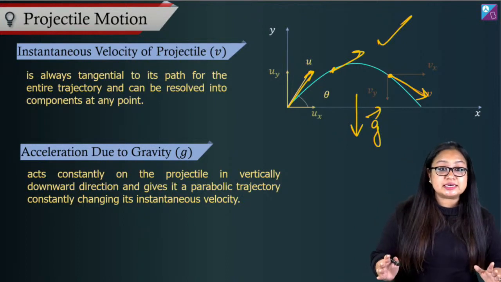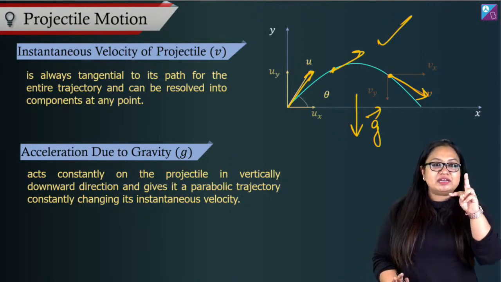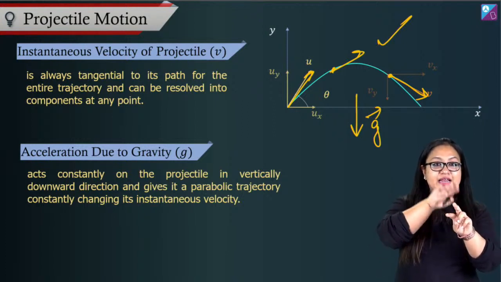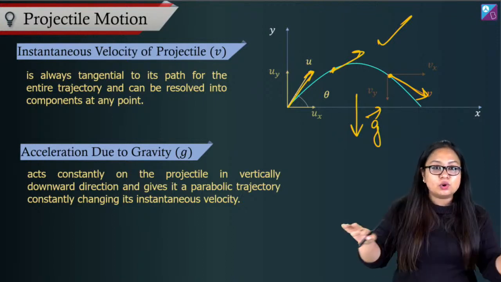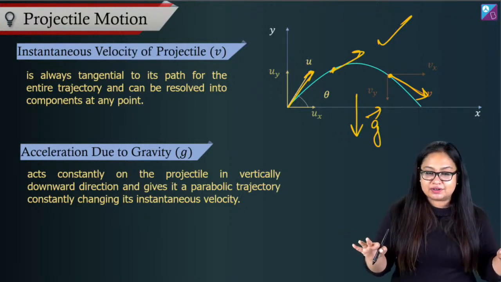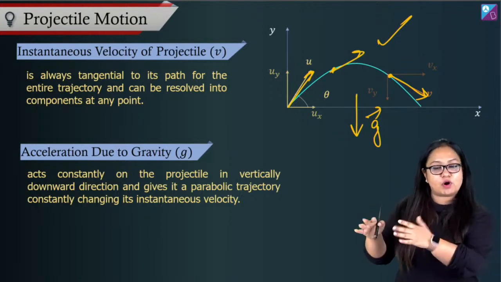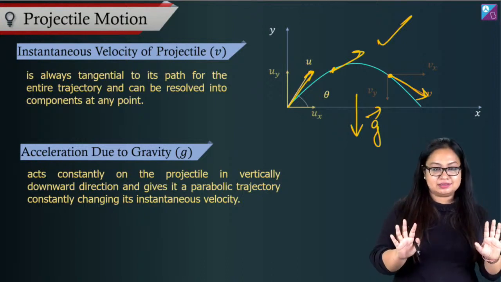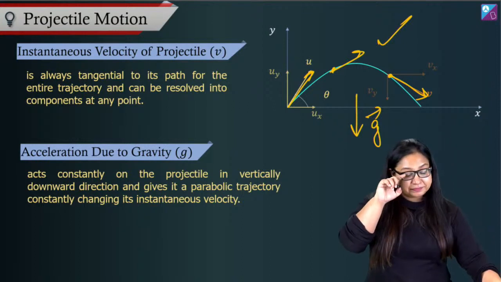Acceleration is constant, acceleration due to gravity, and because of this, when we divide it into two components, the x direction component and the y direction component, in the x direction there is no acceleration whatsoever, right? So in the x direction this is going to be very similar to uniform motion, and in the y direction it is simple motion under gravity, right?